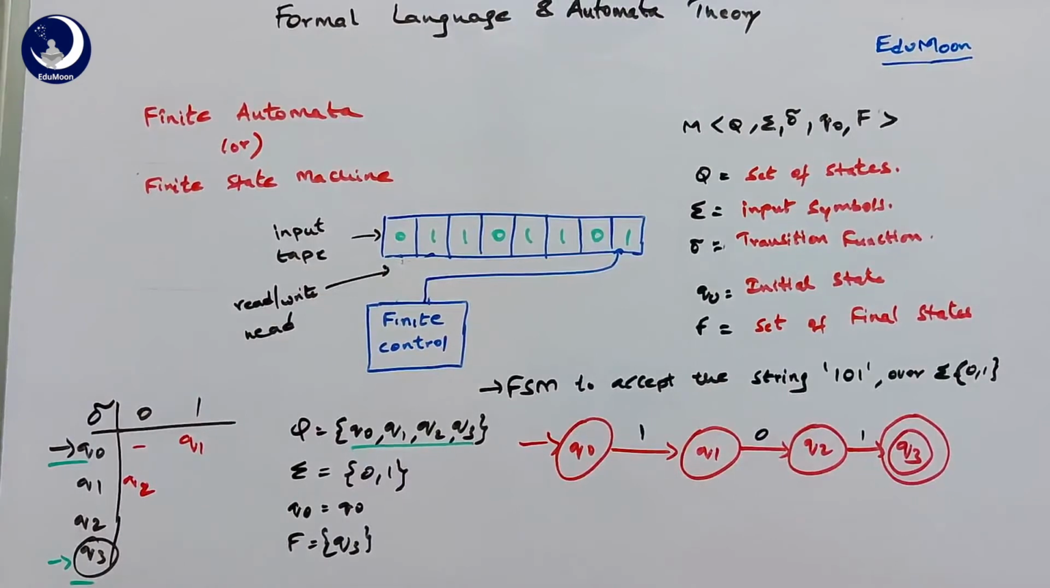Again, we haven't described anything for Q0, Q1 on 1, so this is empty. Q2 on 0 is also not specified here. Now Q2 on 1 goes to Q3, so that is what we have as the final state. And Q3 doesn't have any transitions over 0 or 1. So that is how we write the table. That is the transition function in this finite state machine.